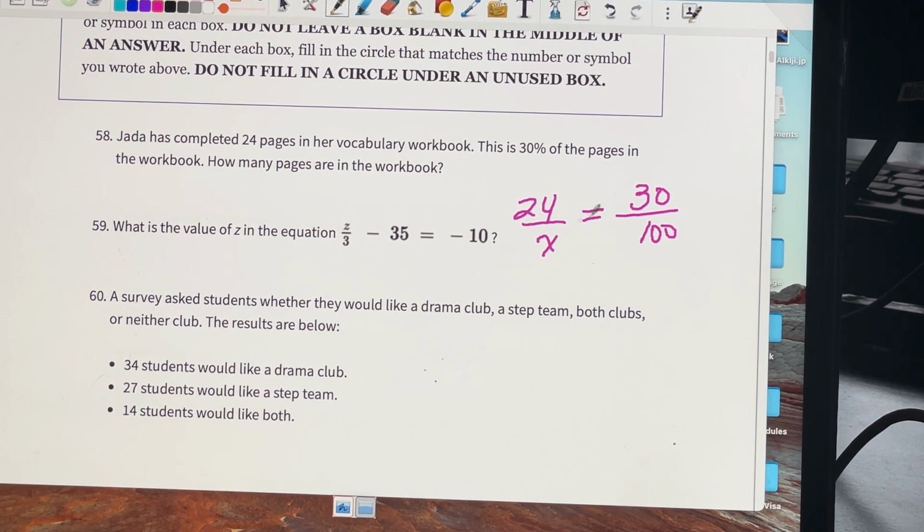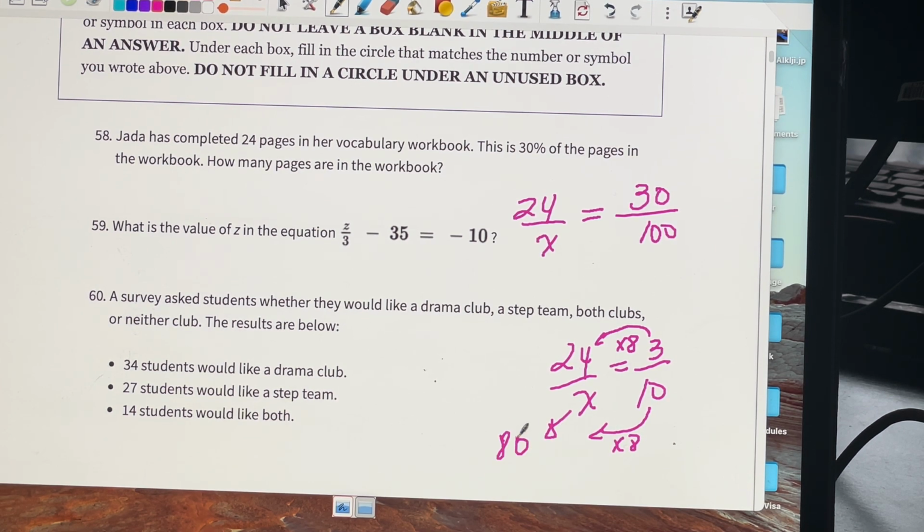That's one way. Because these numbers are nice numbers, I could have simplified the 30 and the 100, and written 24 over x. Instead of 30 over 100, I can write 3 over 10. Now, I can again cross multiply, or you can simply find the relationship, right? How does 3 become 24? It's times 8. So this would be times 8 as well. So x, the total number of pages, would be 80. If you chose to cross multiply, that's okay too, not a big deal.